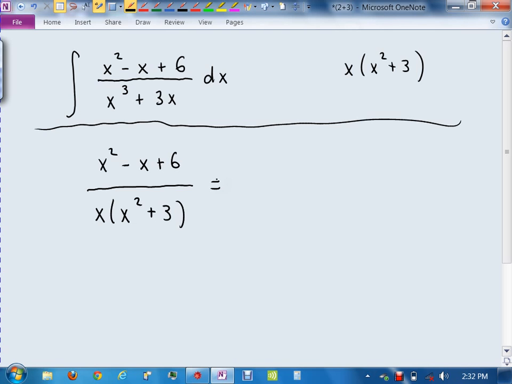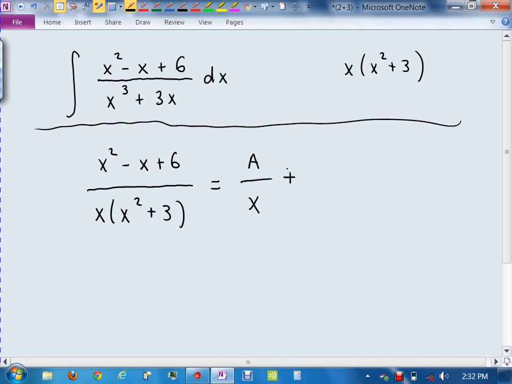Now that should turn into, let's talk about our denominator here. The x by itself is a linear factor, so it's going to turn into an A over x. And then plus, now what type of thing is this? It's a quadratic factor, and it doesn't break down. You can't factor it into two linear factors, so that's as far as we're ever going to get. So what do we do with quadratic factors?